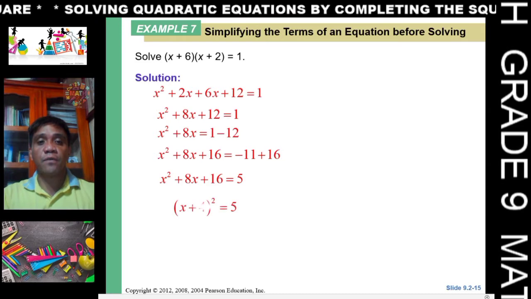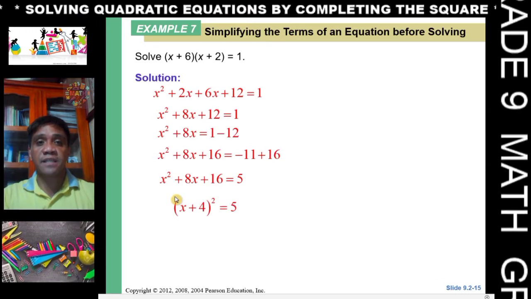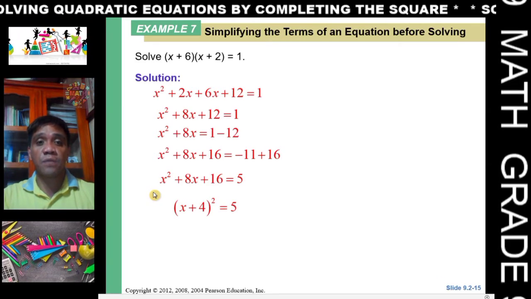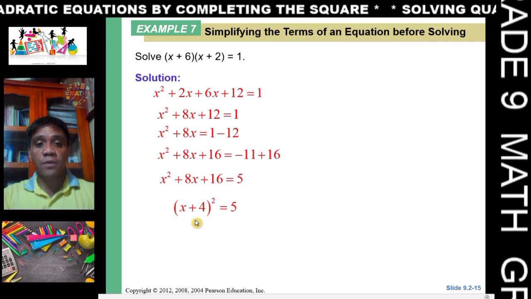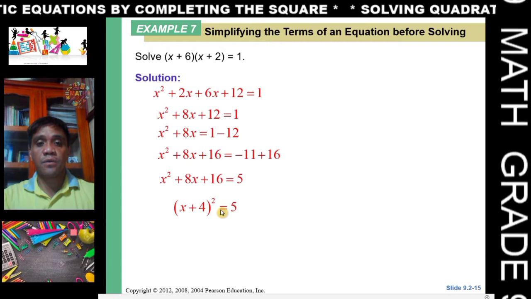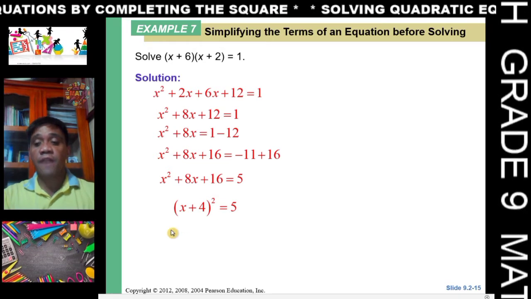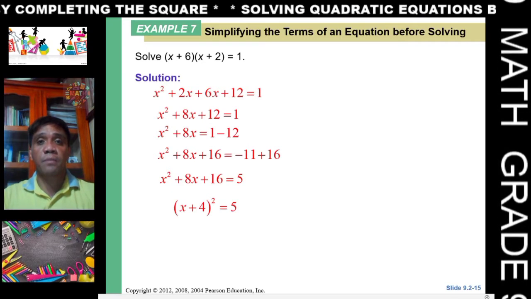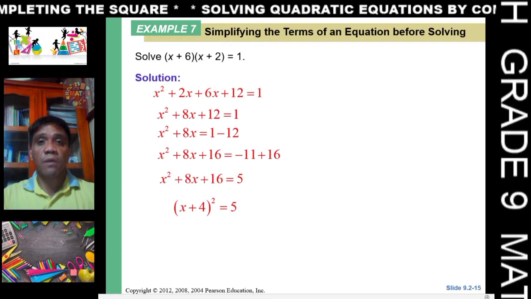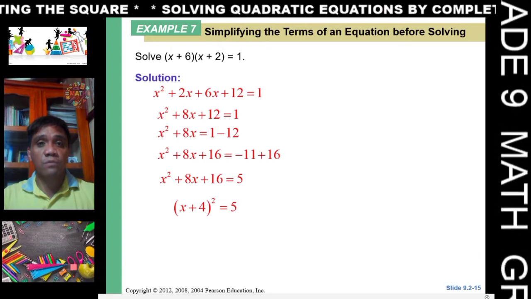So therefore, this one now goes with the factoring part. The factored form of x squared plus 8x plus 16, since this is now a perfect square trinomial, is the quantity x plus 4 squared. So we have now equals 5. After which, using the square root property, take the square root of both sides.